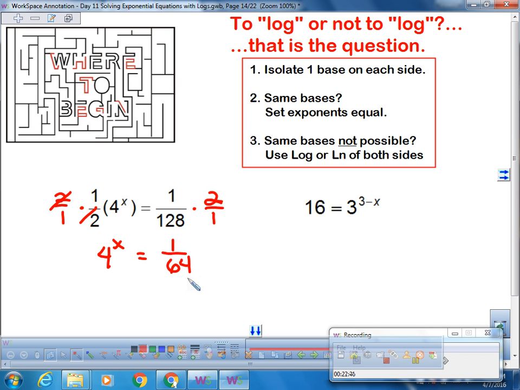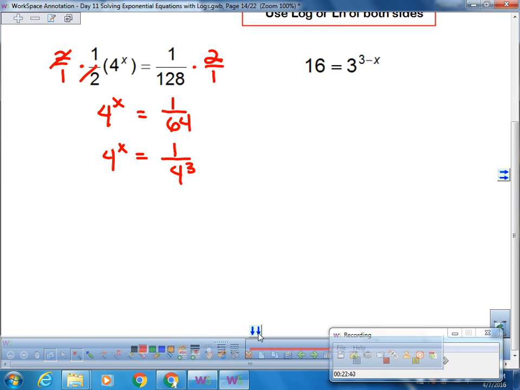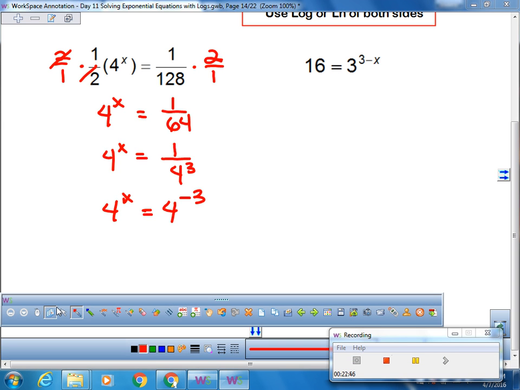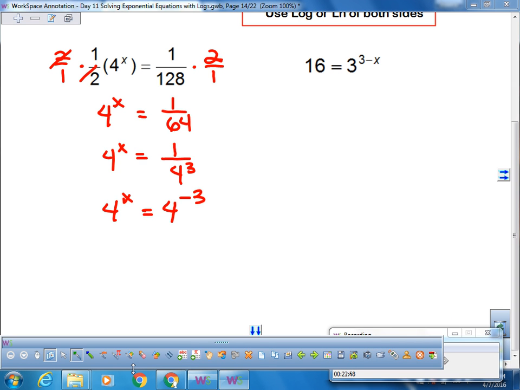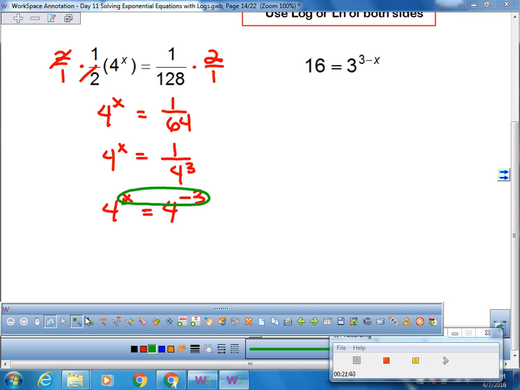Yeah. Do you see 4s in there? We only want 3, right? There are 3 4s in there. So 4 to the x equals 1 over 4 cubed. What else could you do? 4 to the x equals 4 to the negative 3. It's a done deal. Why would I log when I can look at it that simply? There's your answer right there. x equals negative 3.